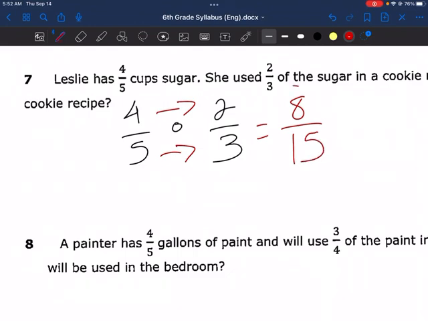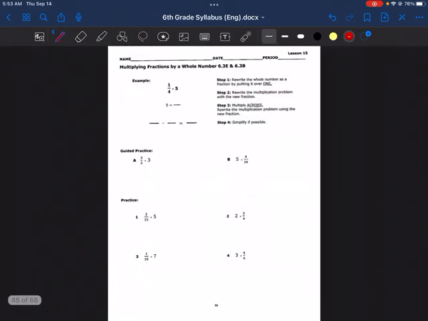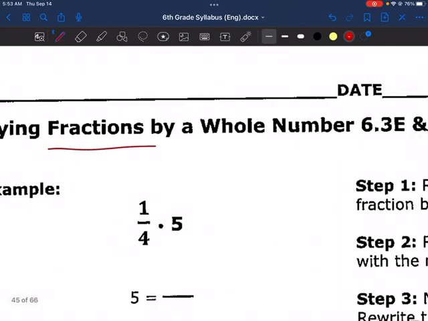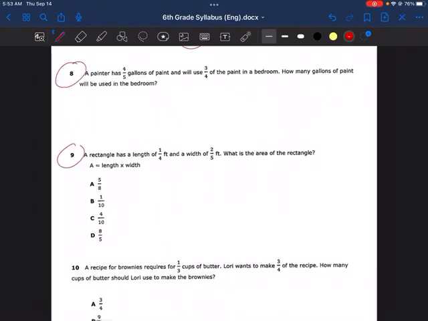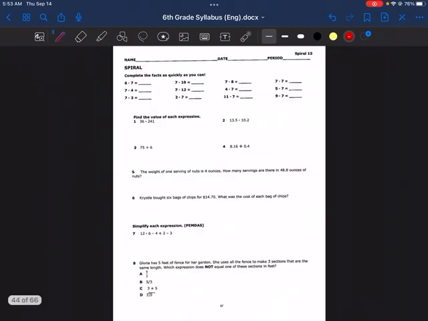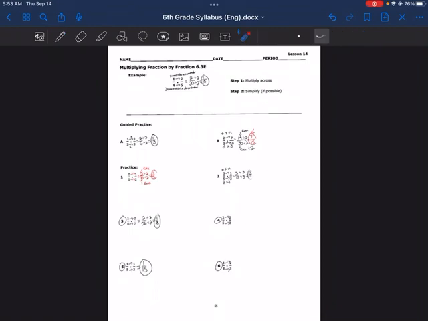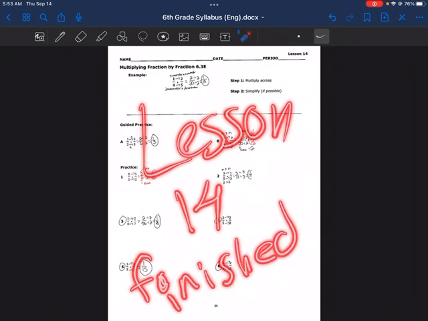So let me continue for lesson 15, multiplying fractions by a whole number. Now, if I wasn't clear, go ahead and do these. That's how easy they are. Sorry about that, chicos, again. Now, make sure this lesson 14 is finished. It's full, complete, done. All lesson 14.